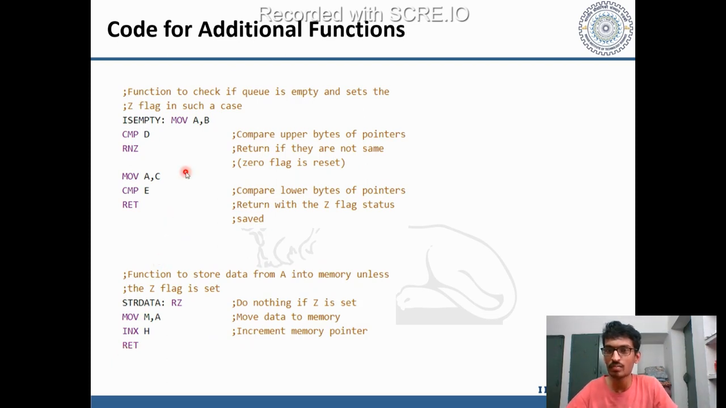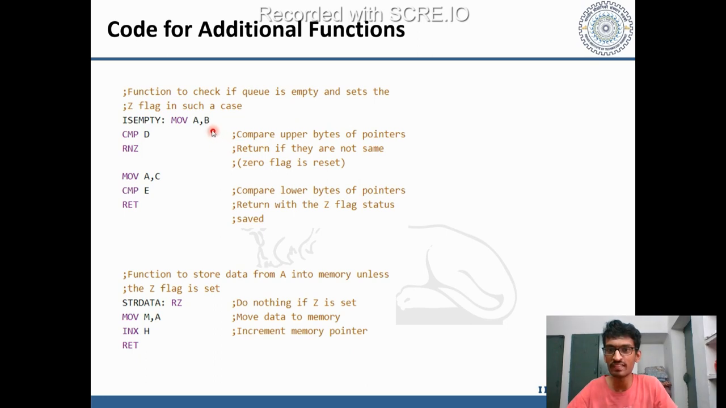So now let me talk about the isEmpty function. It's a function that checks if the queue is empty and sets the zero flag in such a case. As I said, the queue will be empty if the head and the tail pointers, BC and DE, are the same. In our case, that means the BC and DE pairs must refer to the same memory location.